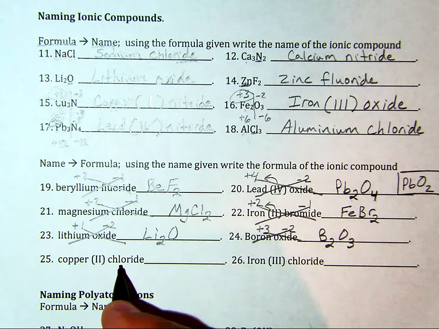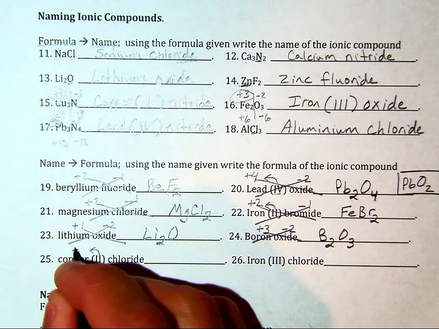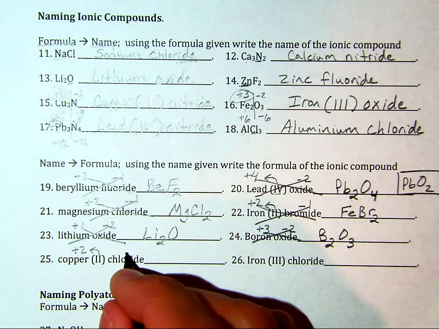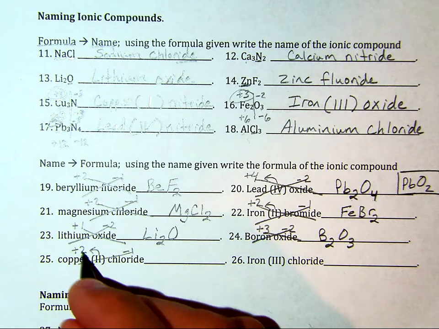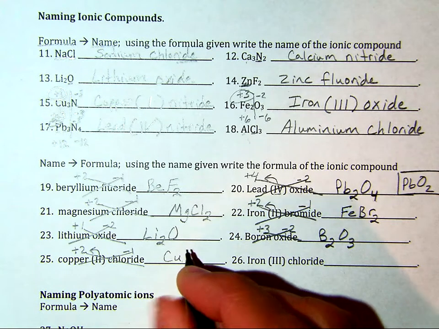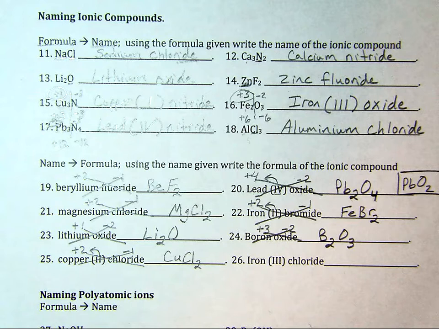25. Copper 2 chloride. Again, the 2 in Roman numerals is telling us the charge of copper is +2. Chlorine is a -1 charge. When we crisscross it, copper is Cu, the 1 goes there, don't need to write it, and chlorine has the 2 by it. So CuCl2.